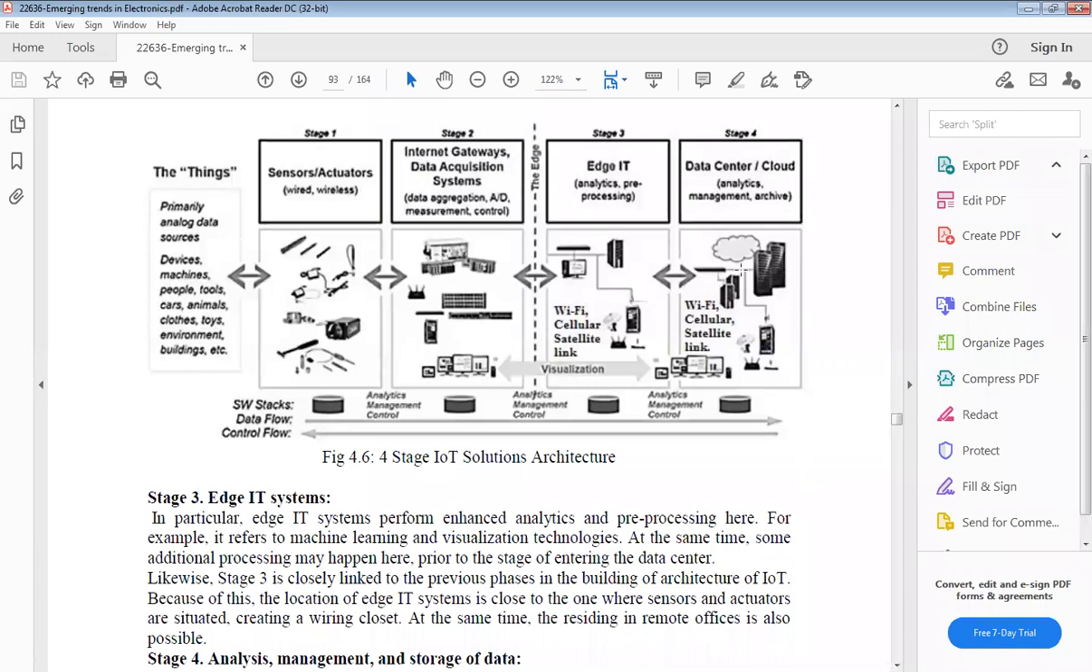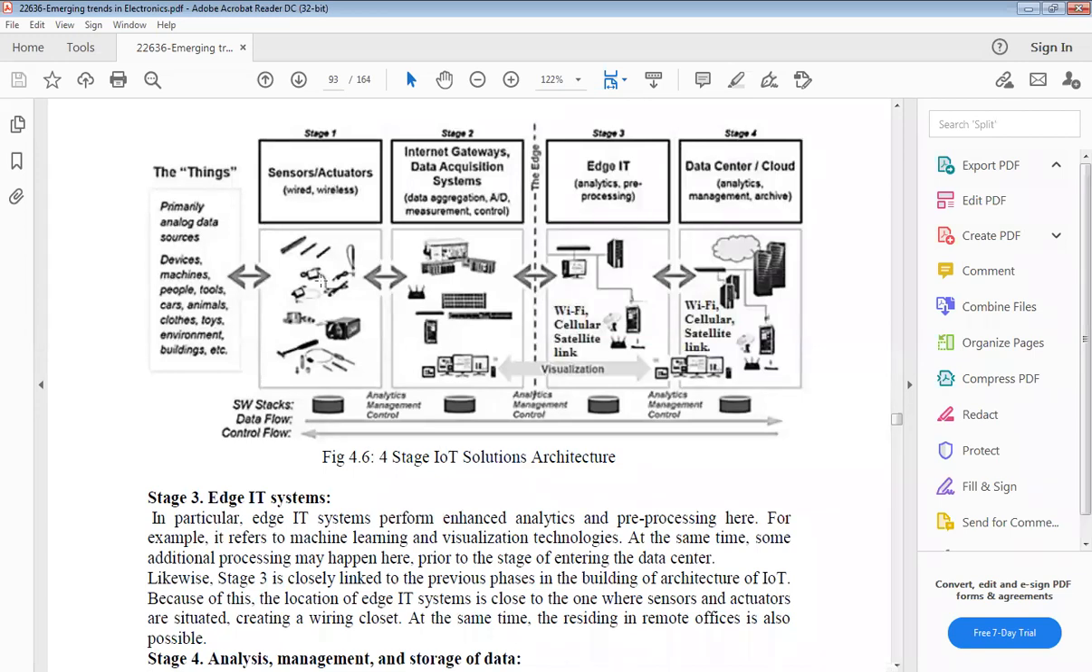The data is analyzed, managed, and stored. It is archived, actually, you know the meaning of archiving. So that data is archived over there. If some command is given, that command is transferred through edge IT, the internet gateway, to the actuators. So in this way, this IoT architecture works.